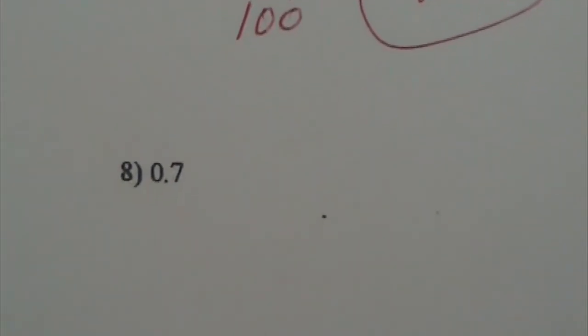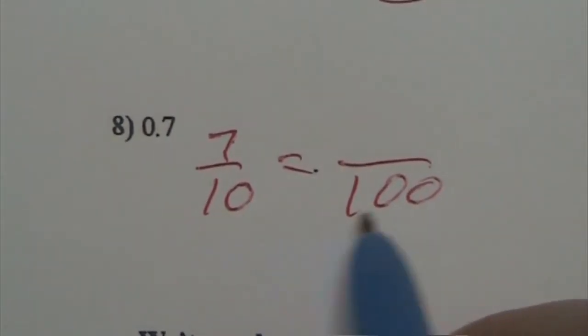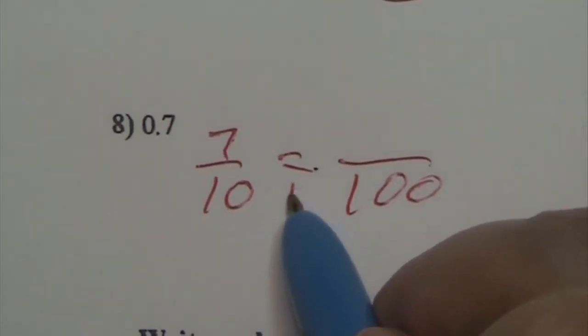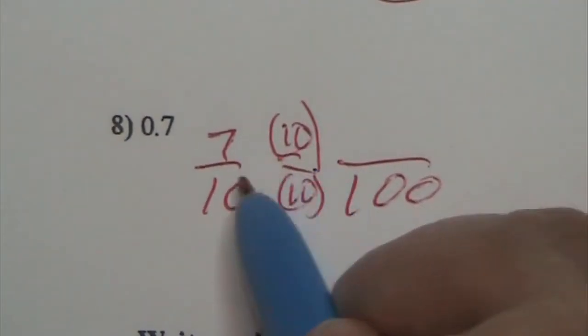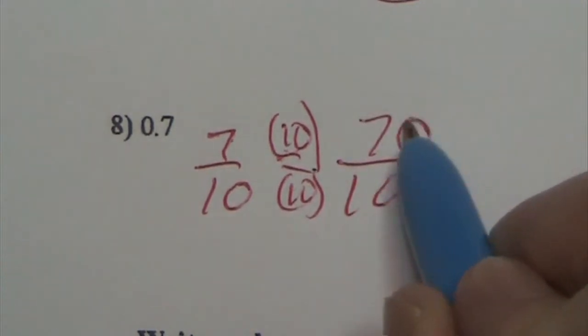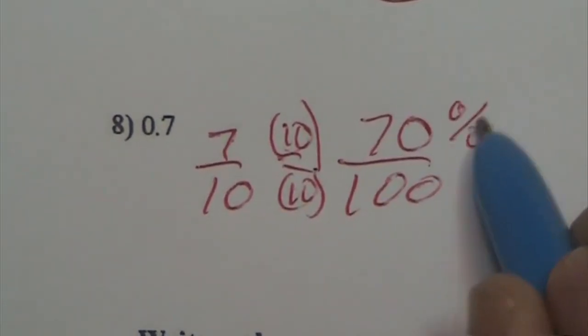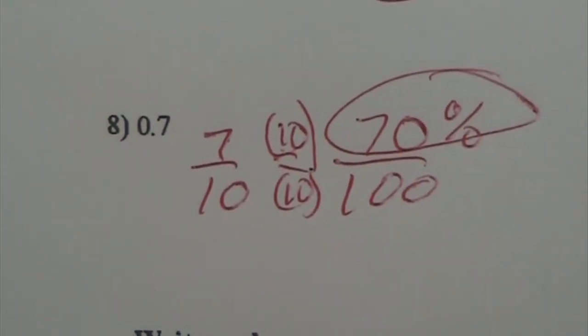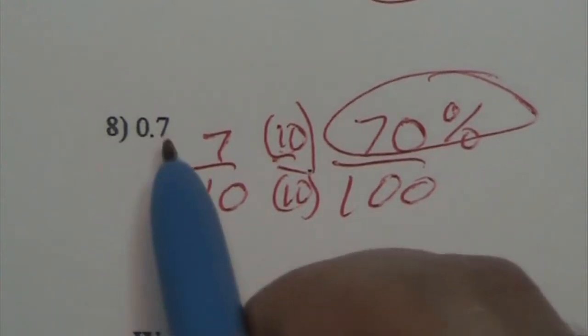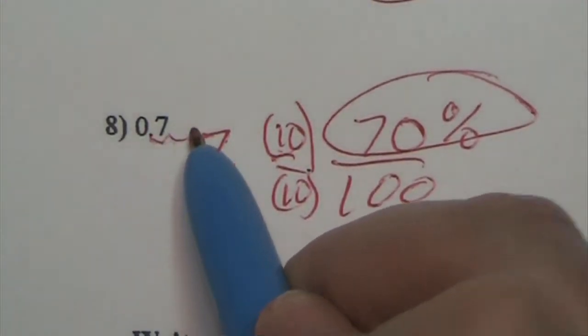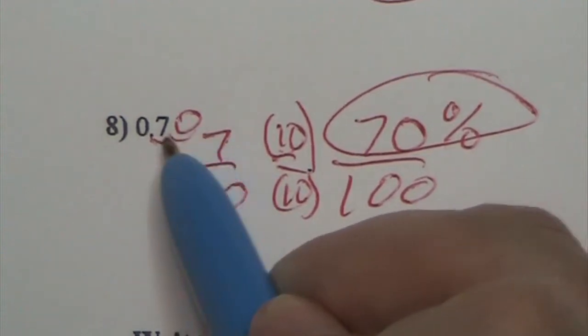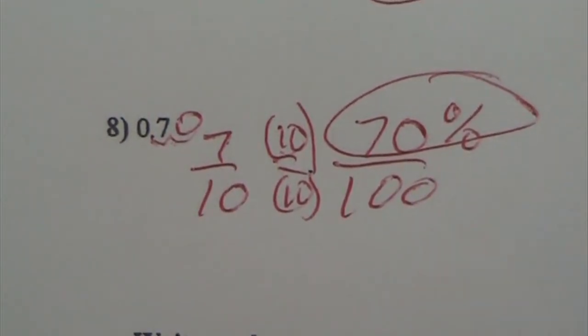All right, go to number 8. Okay, we can do it both ways. I'll just say that's 7/10. And so to make it over 100, you would have to multiply by 10. 7 times 10 is 70. The answer is 70%. Or we could have just moved the decimal over 2 spaces, and it's 70%.